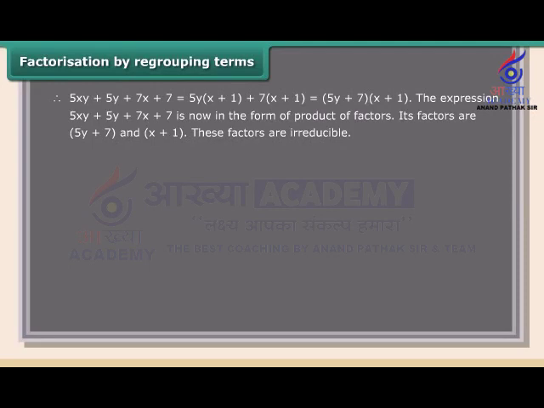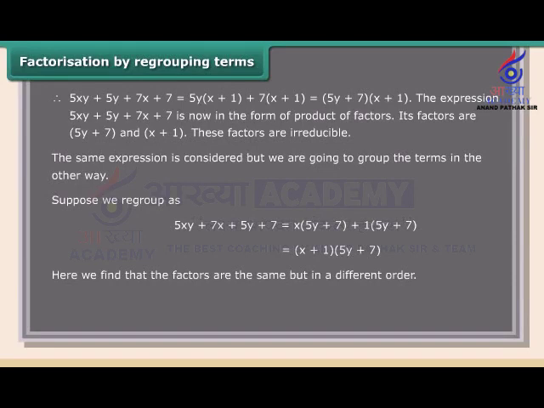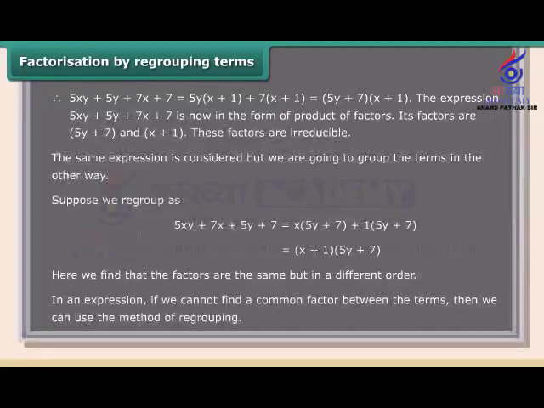These factors are irreducible. The same expression is considered, but we are going to group the terms in the other way. Suppose we regroup as 5xy plus 7x plus 5y plus 7 is equal to x into 5y plus 7 plus 1 into 5y plus 7 is equal to x plus 1 into 5y plus 7. Here we find that the factors are the same but in different order. In an expression, if we cannot find a common factor between the terms, then we can use the method of regrouping.